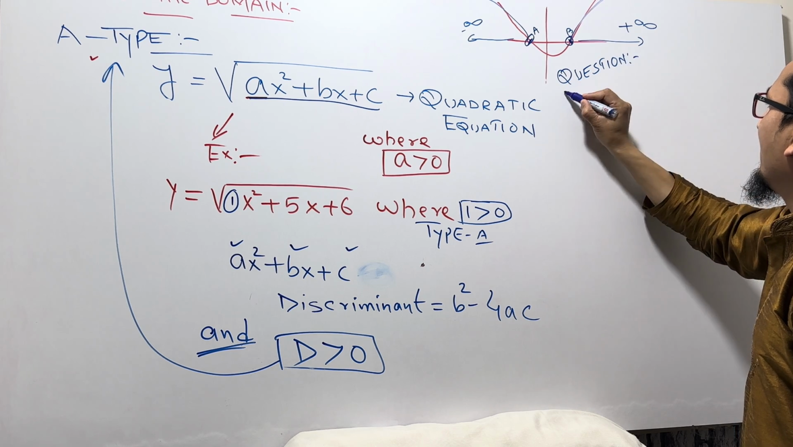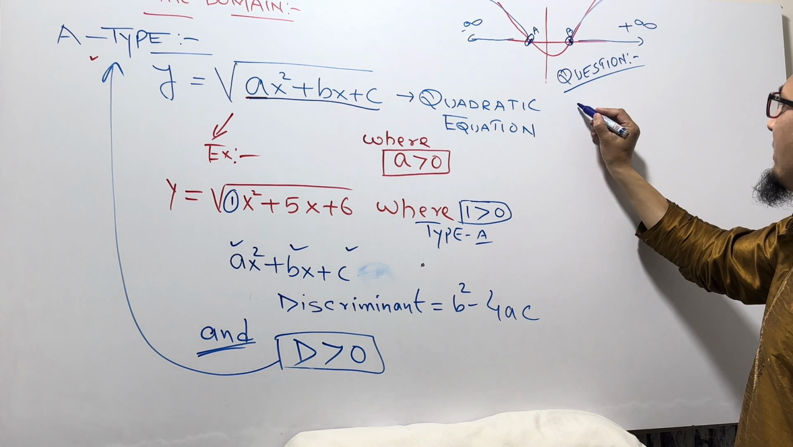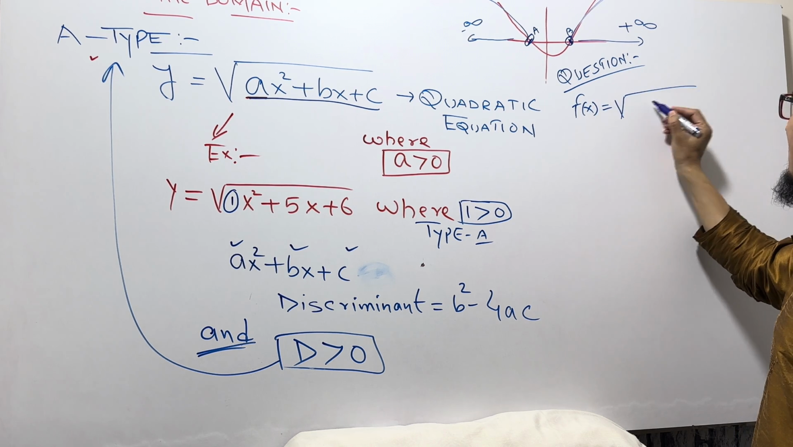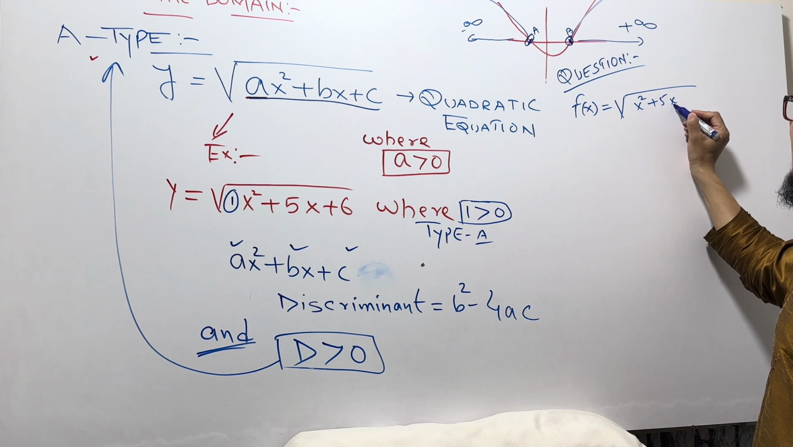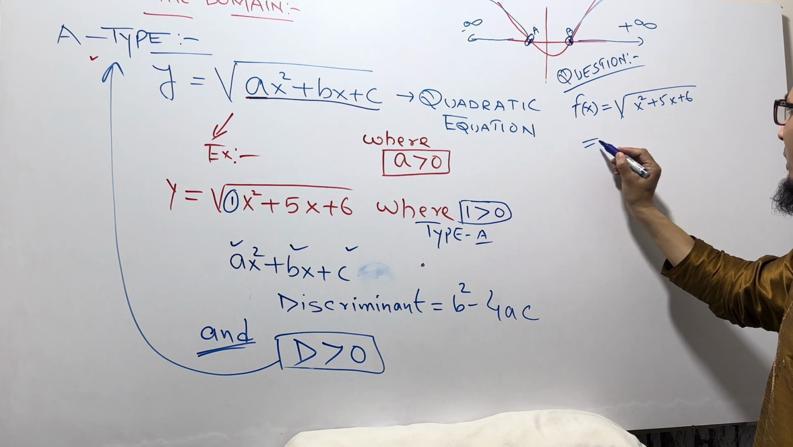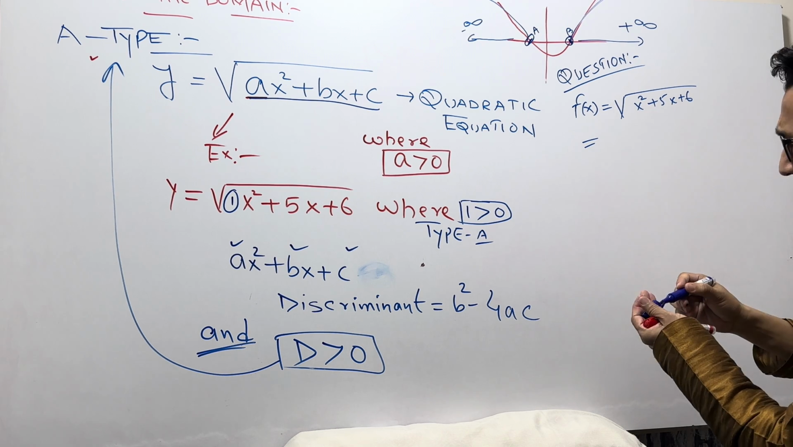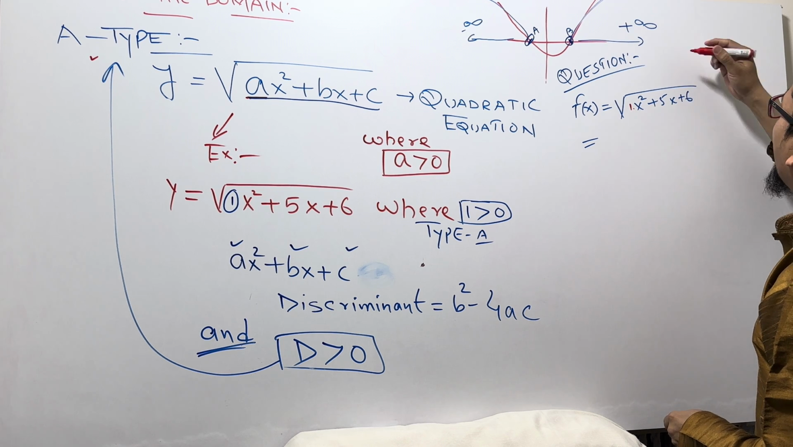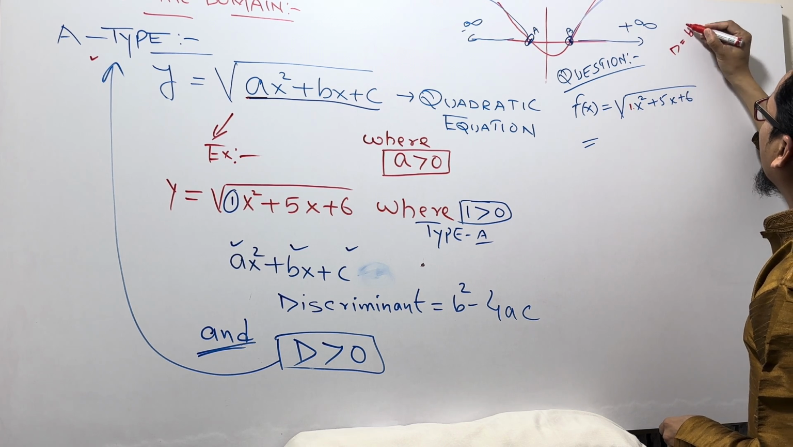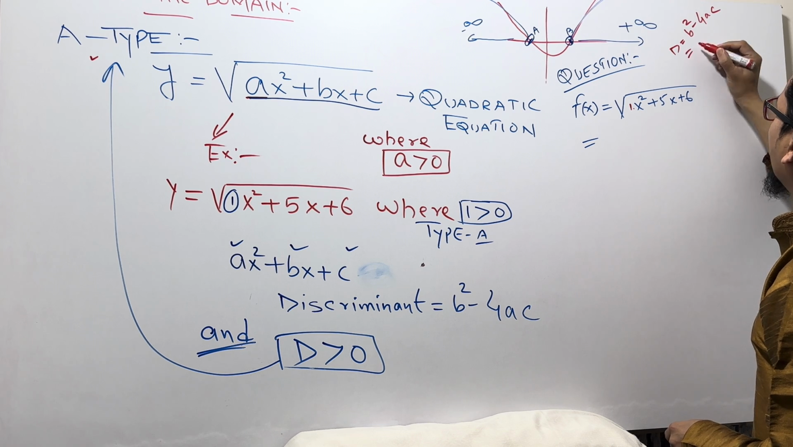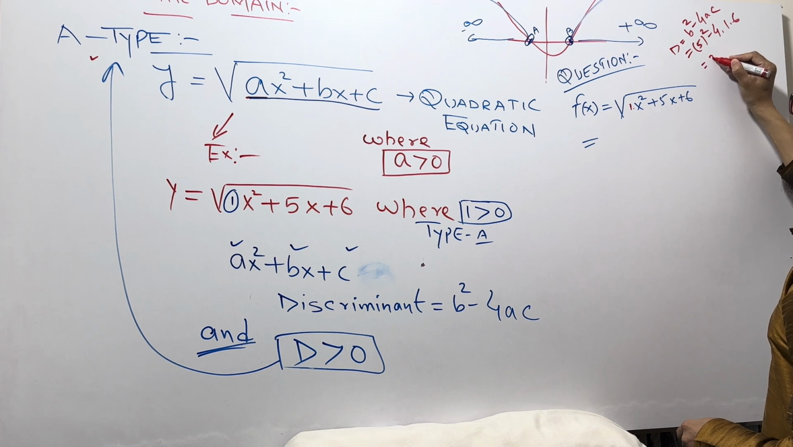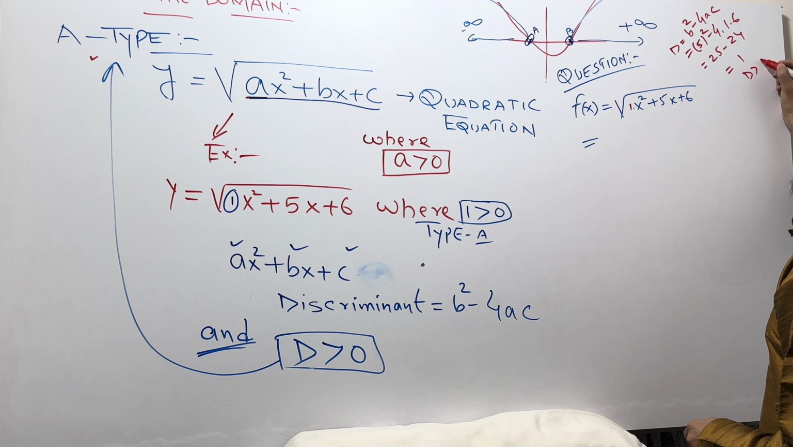Question 1. The same as f(x) equals under root x square plus 5x plus 6. The value of a is greater than 0, so you can say here it is 1. If you find b square minus 4ac, just check it. You can find 5 square minus 4 into 1 into 6: 25 minus 24, this is 1. So you can say D is greater than 0.